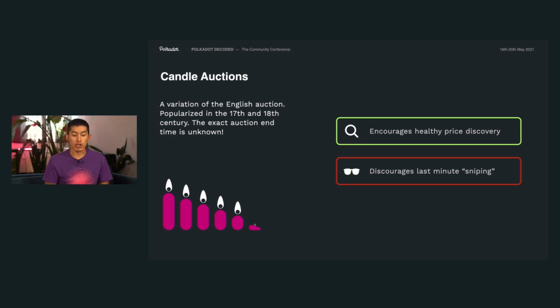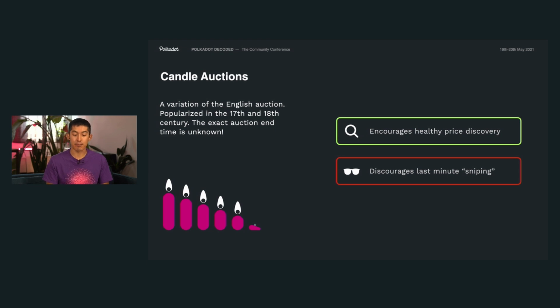So you can imagine an auctioneer would actually light a candle and then start the English auction process. Everyone would be bidding, but if the candle ever went out, the auction would immediately end, and even if there were more potential bids, whoever made the last bid would win. This means no one exactly knows when the auction would end.